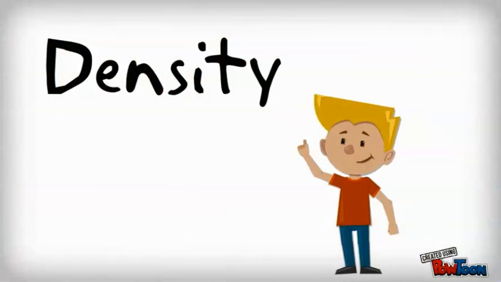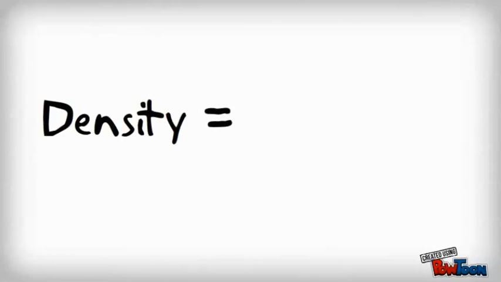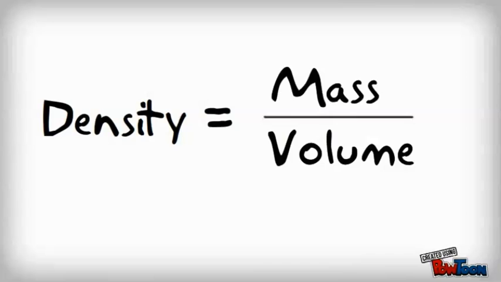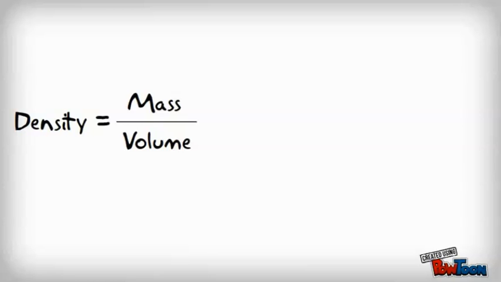Hi, today we're going to explore the concept of density. When most people hear density, they think of mass divided by volume. Well, that's the formula for density, but what does it actually mean? Simply stated, density is a ratio of an object's mass and volume.